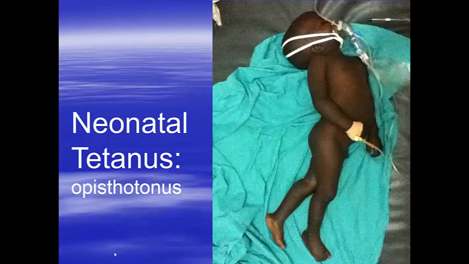One other interesting thing is neonatal tetanus. So if the mother doesn't have antibody against tetanus, the baby can get tetanus, and this is often a fatal condition. So this is another baby that we saw in Uganda, and you can see the posture. The head is arched, the back is stiff, and this is called opisthotonus. It's a stiffening of the muscles, a rigidity related to that tetanospasmin, the toxin produced by the Clostridium tetani bacteria.